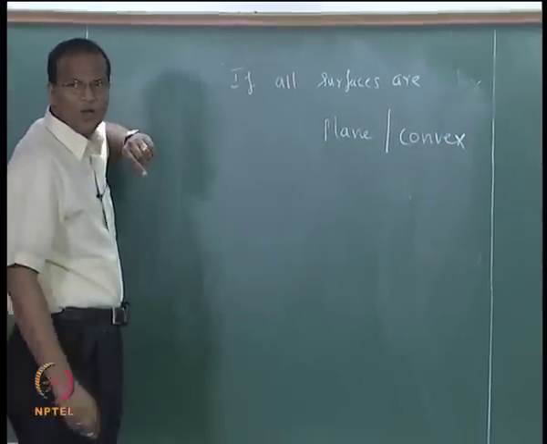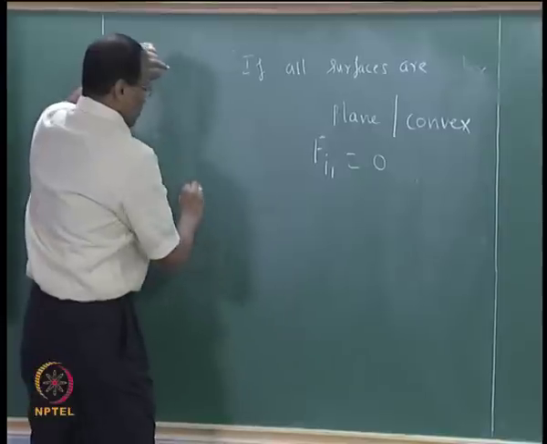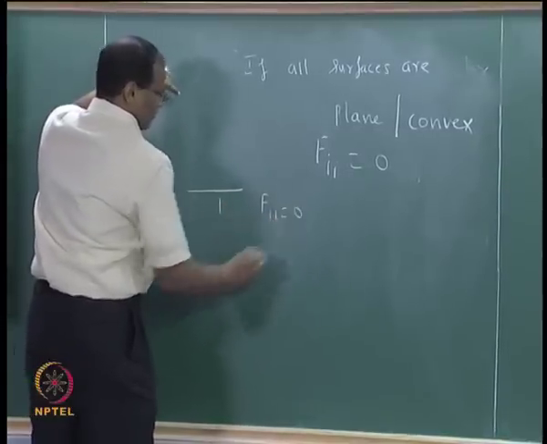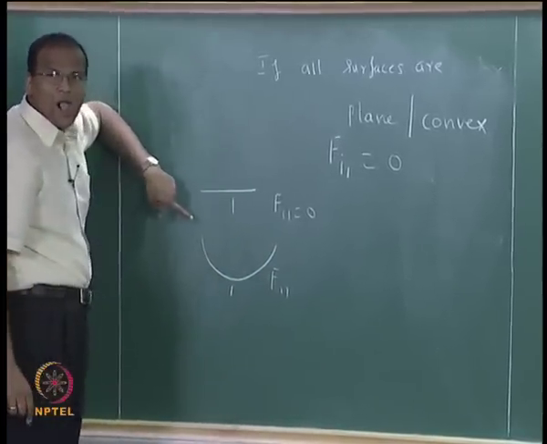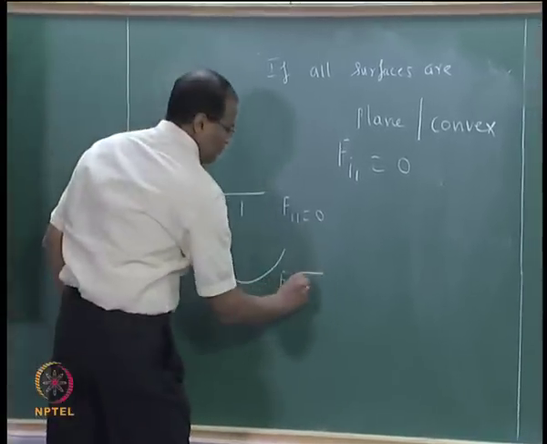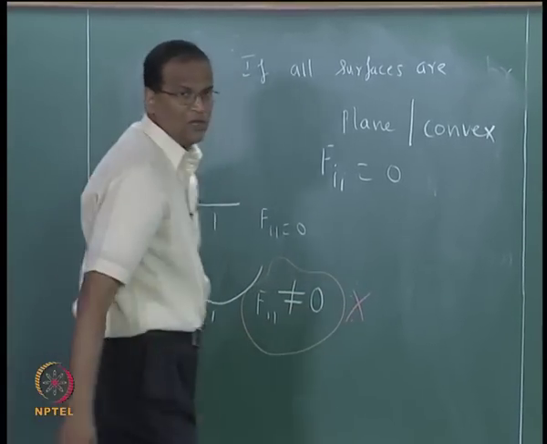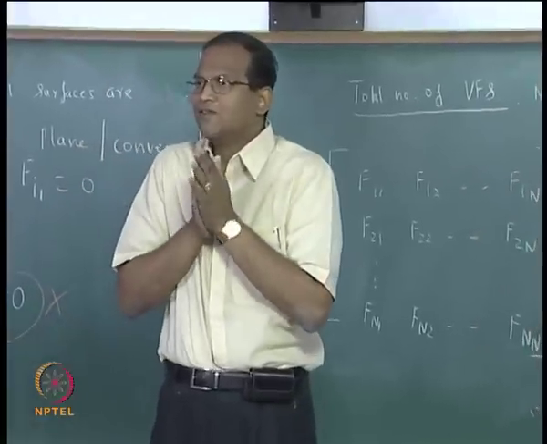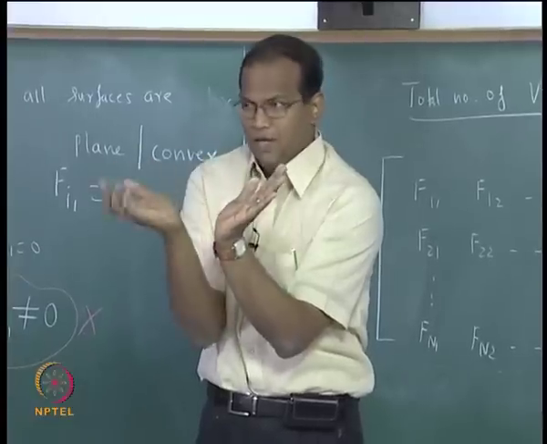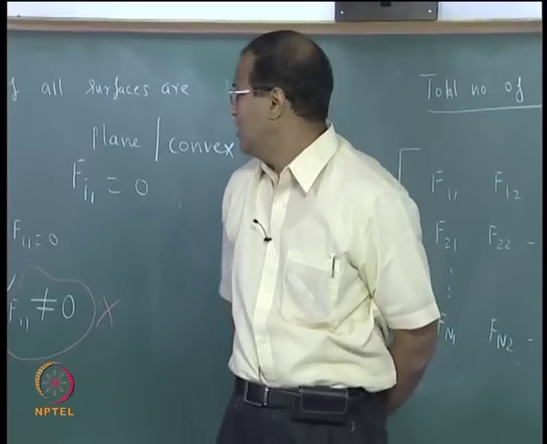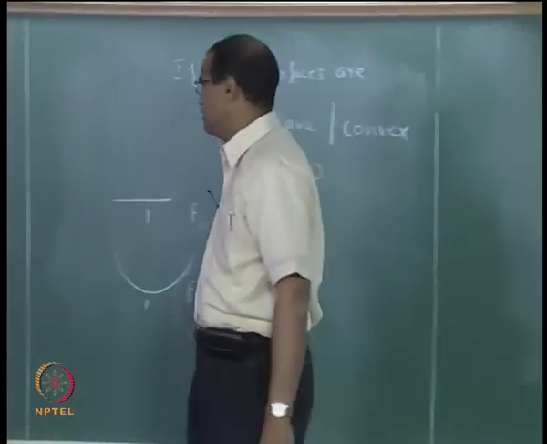Now, let us look at this. If all the surfaces are plane or convex, what will this Fii be? 0. Okay, for a surface like this, please note, a concave surface will give some trouble, so you have to handle concave surfaces with care. For a convex surface there is no problem, because if it is like a hemispherical cup, it will look at itself. So that is called Fii, the self view factor, okay.